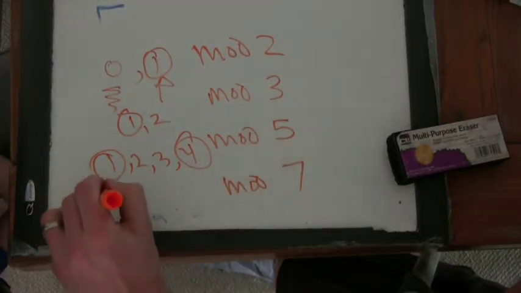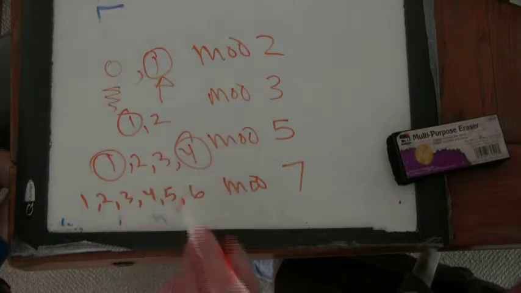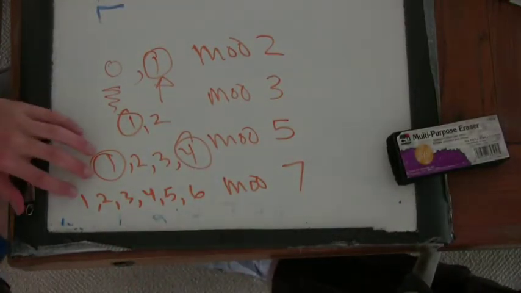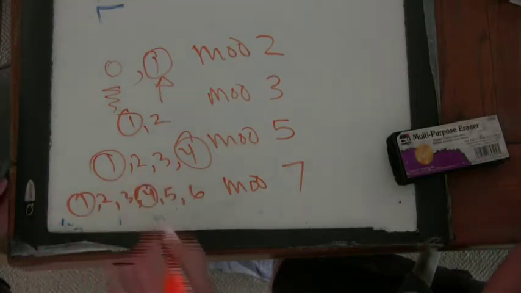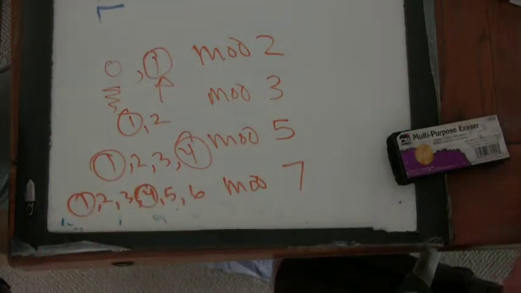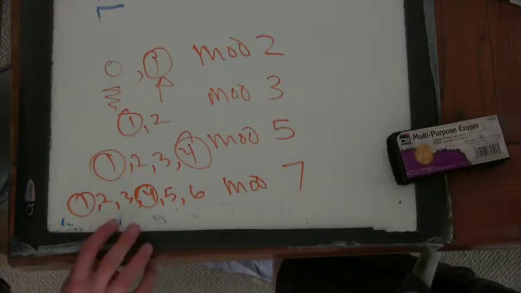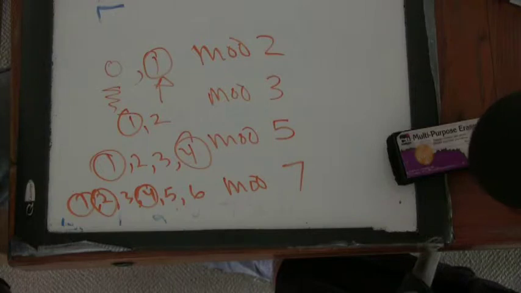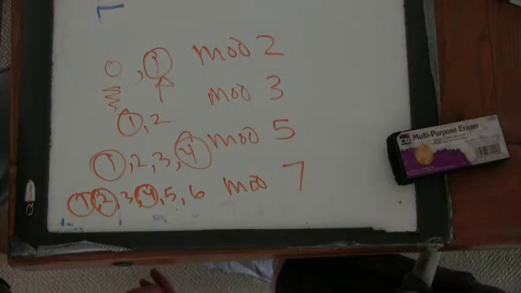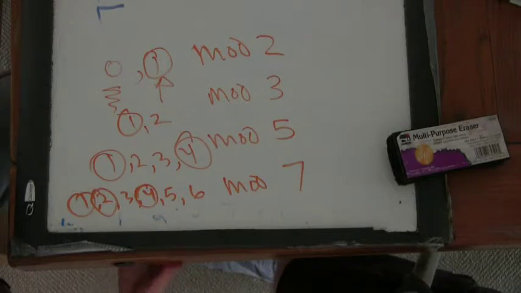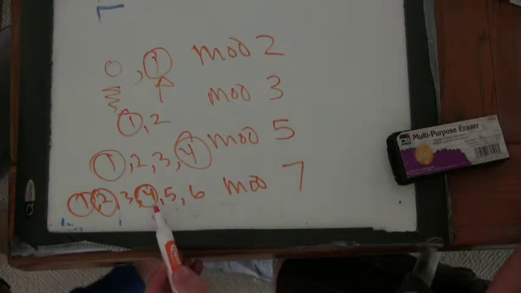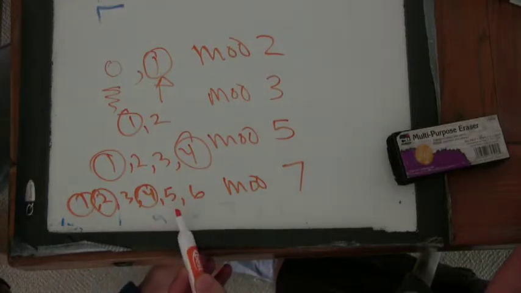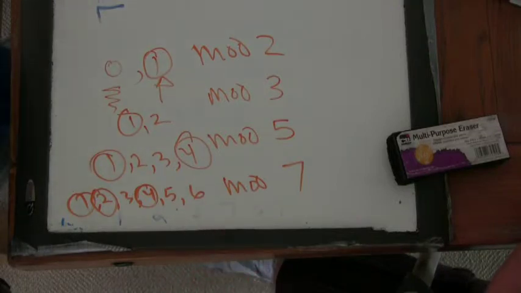Mod 7. What numbers are squares here? So we'd have our 1 again, and we'd also have a 4. Then 3 squared would be 9, which would be 2. So 2 is a square. So finally 2 is a square. 4 squared is 16, so that's 2 again. 5 squared is 25, so that's 4 again. 6 squared is 36, so that's 1 again. So we only have 3 again.